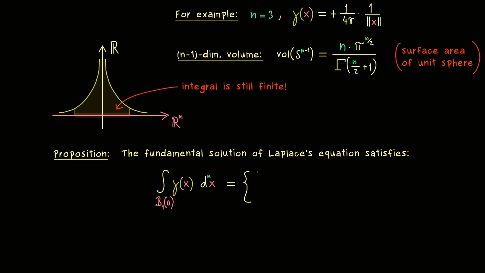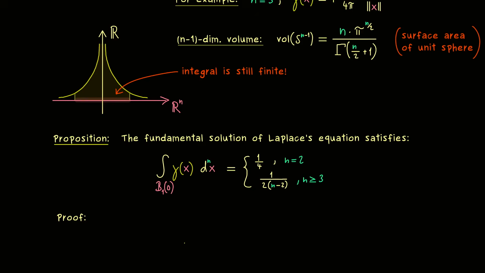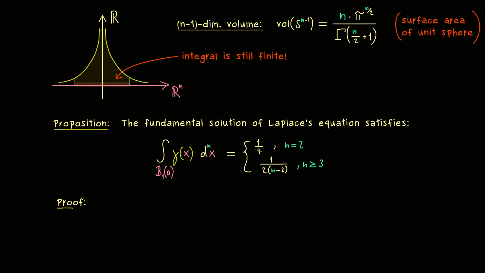For example, for n equal to 2, we get out 1/4. And for the other cases, we have 1 over 2 times (n minus 2). So the result is different in different dimensions, but you should note that we always get out a positive number. This is quite clear because this is how we chose the sign for gamma.